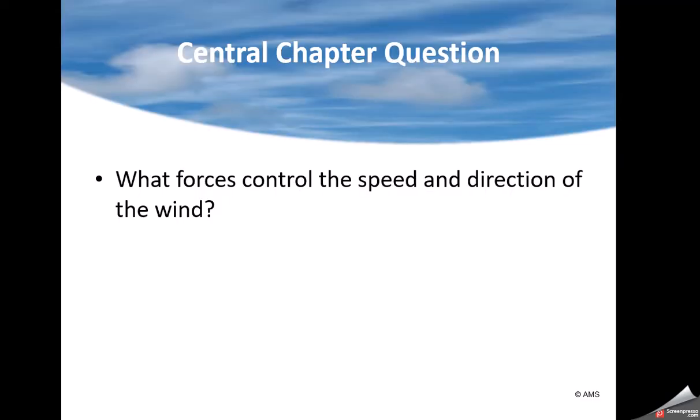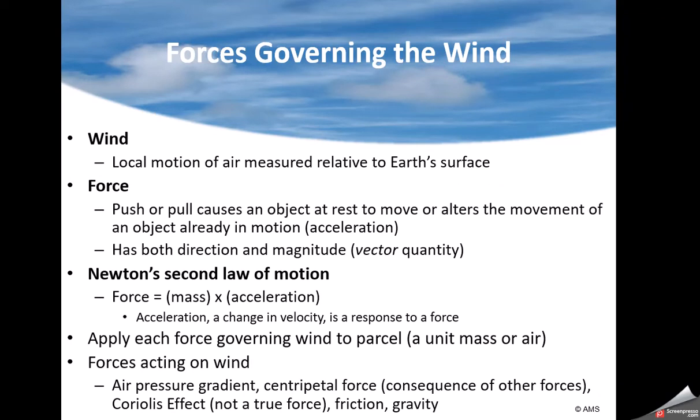So let's take a look at wind here. What are some of the forces that control it? Well, it's motion of air relative to the Earth's surface. We all live on the Earth. A force is something you apply to an object that pushes it, makes it begin to move. Say you throw a baseball or get your car moving. There is an acceleration that takes place with that. That's a force that is being applied. And the force is equal to the mass of whatever that object is times the acceleration of it.